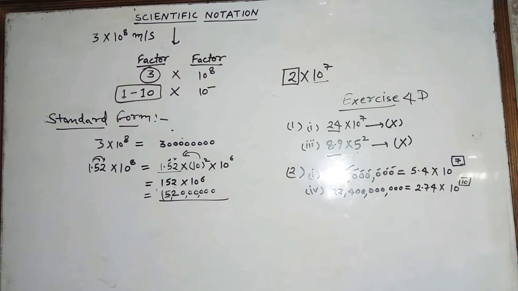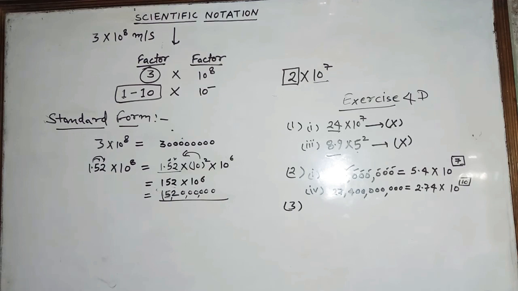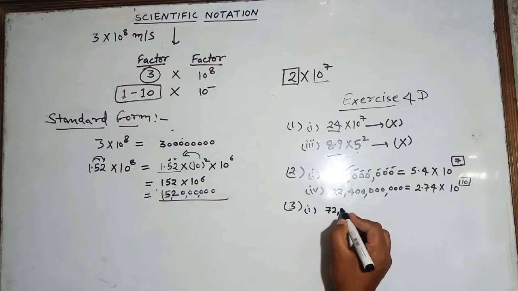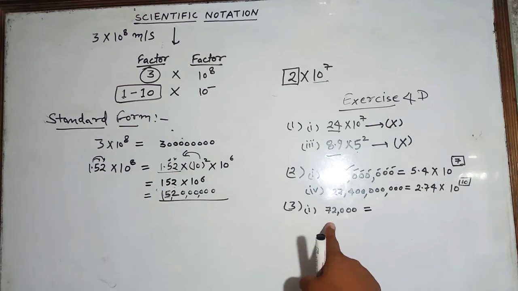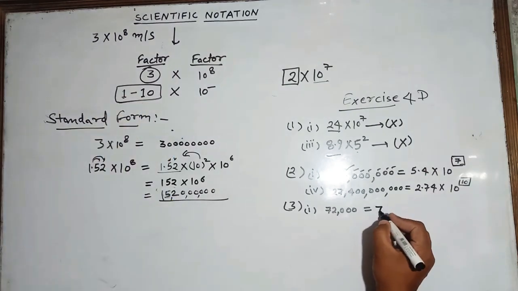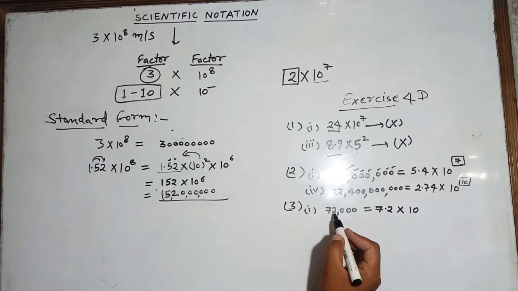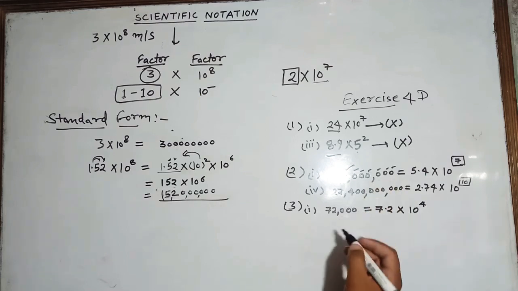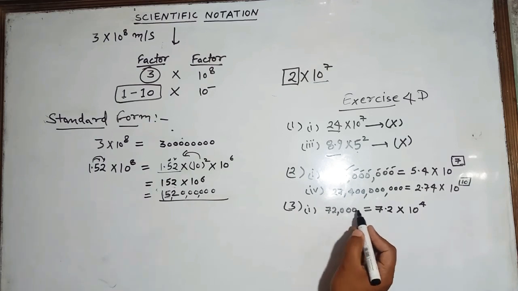In the same way, question number three: write in scientific notation. You have to write it in scientific notation. The first part is 72, 1 2 3. So how will you write it in scientific notation? You know that in scientific notation the first factor should be between 1 and 10. So you can write it as 7.2 into 10. Now after 2 how many digits will be there? 0.1 2 3 4. So 10 to the power 4 it will be, same as we have done here. So after the point you will count 2, before 2 is the point, so 1 2 3 4 you will write.